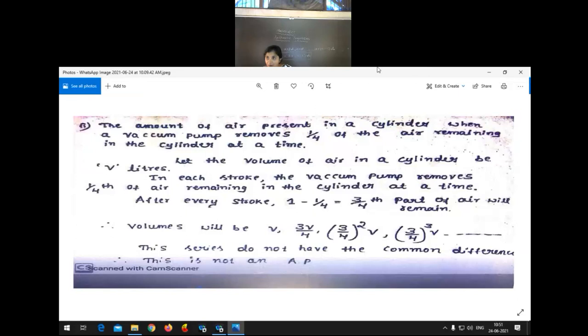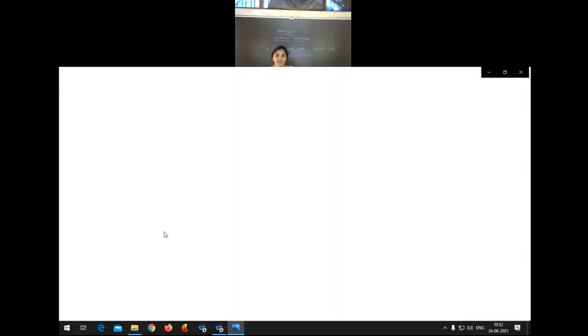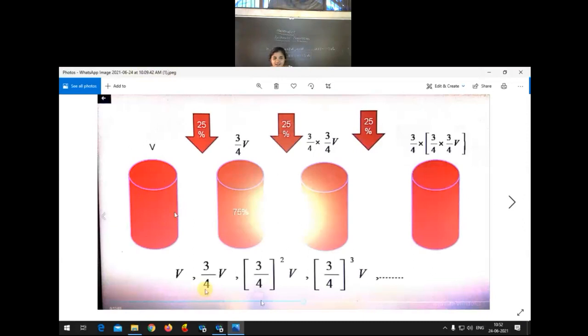Okay, now I'll explain with the help of this diagram. You just see the cylinder. Here I took this figure. So now it is a complete cylinder. In the beginning, complete air is there, so we are taking this as V liters. Now 1/4 of the first stroke: 1/4 of the air is removed, that is 25%. So what is remaining now? 75% is remaining.